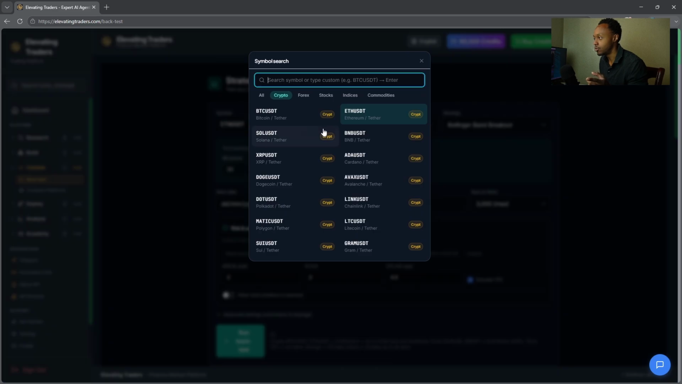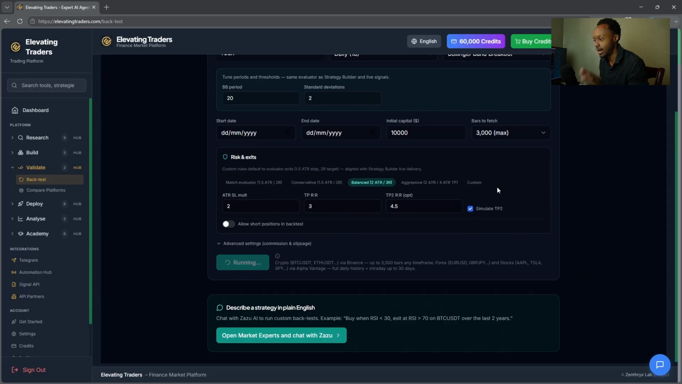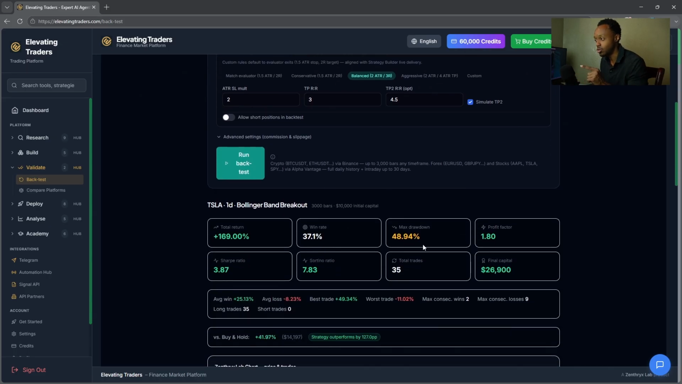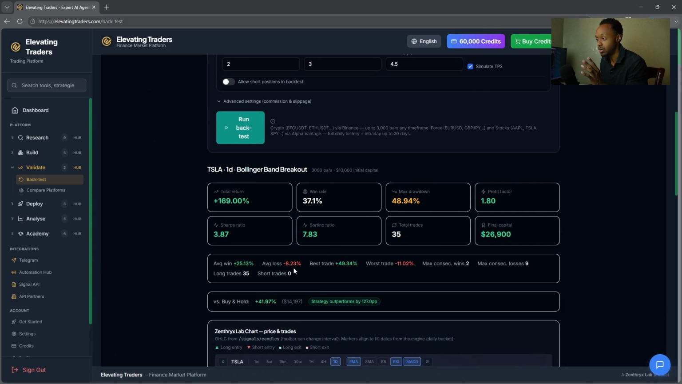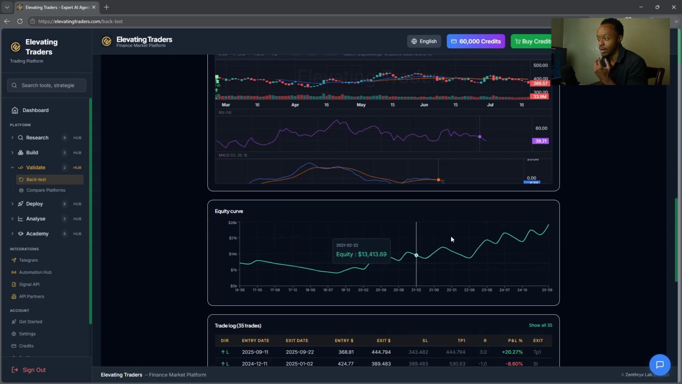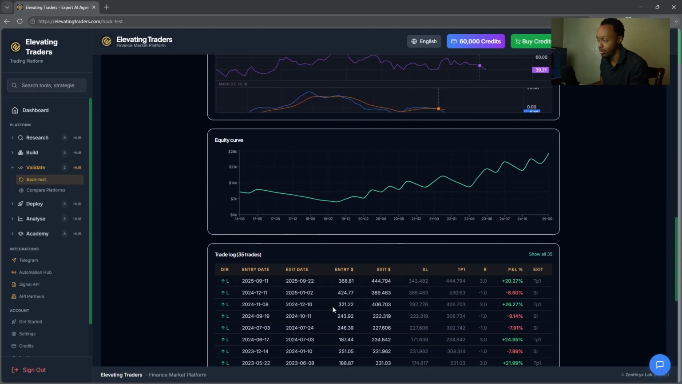And let's go for a stock. Let's go Tesla, and run the exact same test. Again, long only, 169%, looking pretty well. Pretty deep drawdown though, 48.94%. Pretty low win rate as well, but overall we are profitable and seeing some upside. Pretty big trade there as well. You can look at some of the positions. Equity curve looking pretty attractive as well, and those are the trades there too.